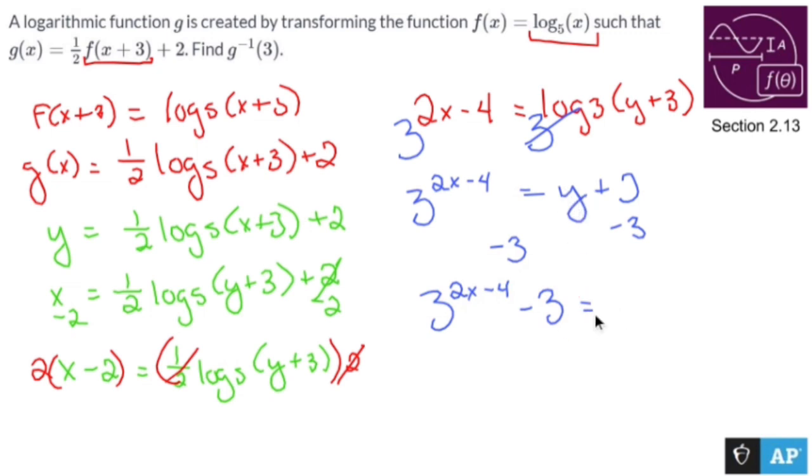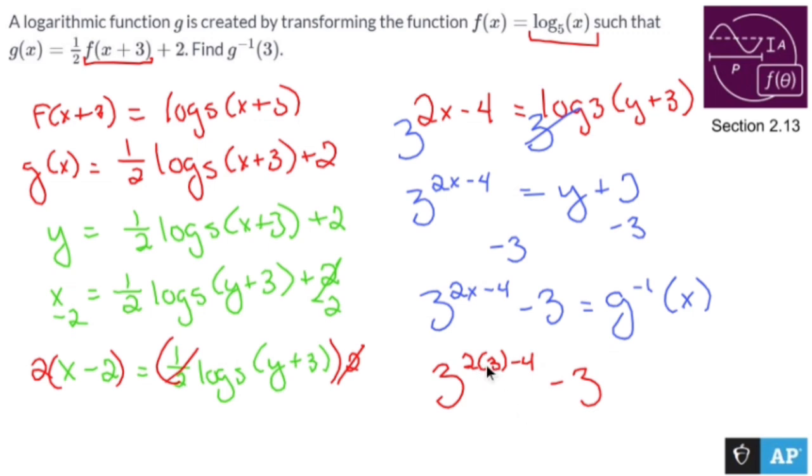Well, it just so happens that y is now my g inverse. I got y all by itself, so now I can call it g inverse. Great. Gross. Not the end of the world. Because what I have to do now is take the 3 that I'm given here and plug that 3 in. So that is going to be 5 to the 2 times 3 minus 4 minus 3.